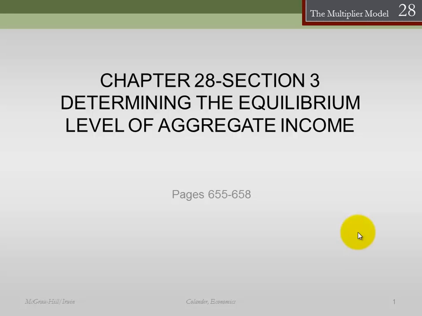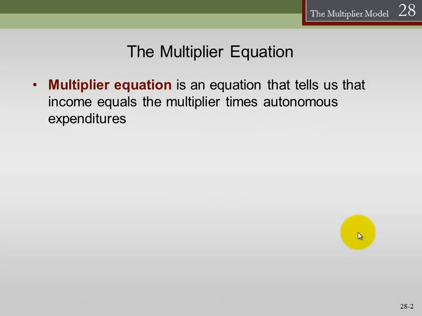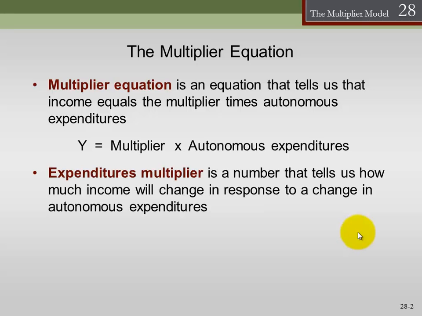Let's continue chapter 28 with section 3. The multiplier equation is an equation that tells us that income equals the multiplier times autonomous expenditures. So we can rewrite this as Y equals multiplier times autonomous expenditures. Mathematically, that's what we're trying to do. And really, this is why we call this the multiplier model, because we want to define what this multiplier is.